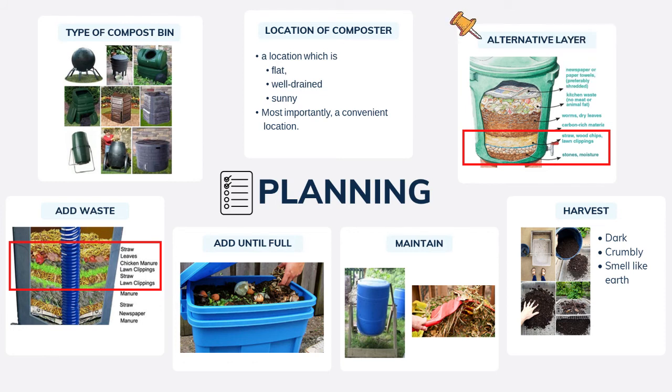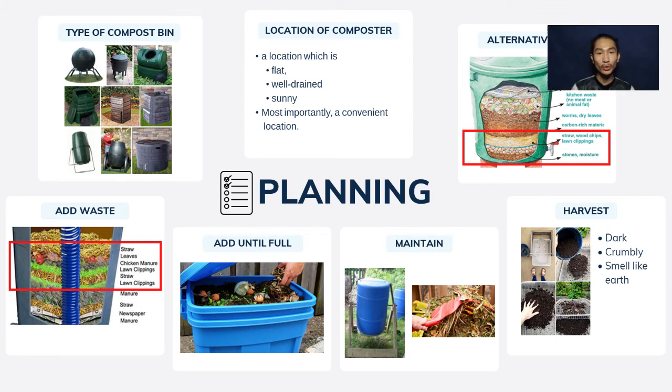And then the next planning will be the alternative layer. So the alternative layer is a layer where we put, for example, dry leaf. So between each green component, we can put a brown component. So the alternative layer is the brown component. This brown component can give good aeration for the water to flow, so that the compost bin will not be too wet.